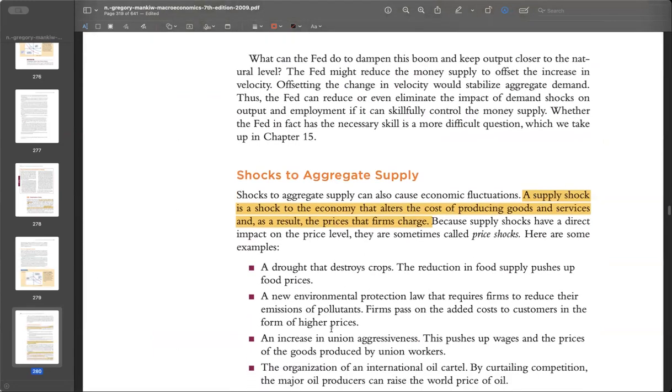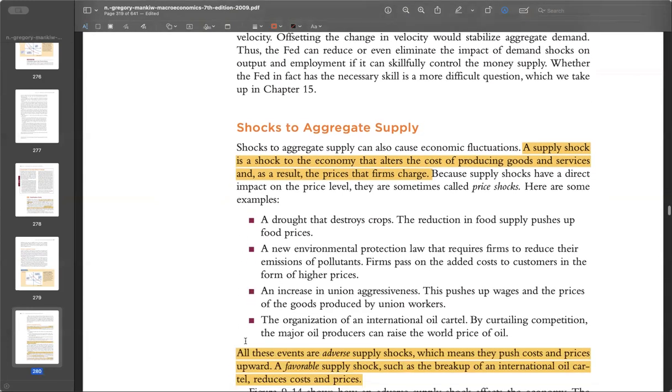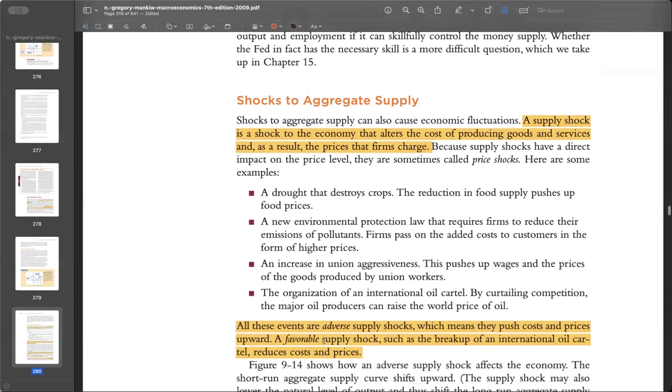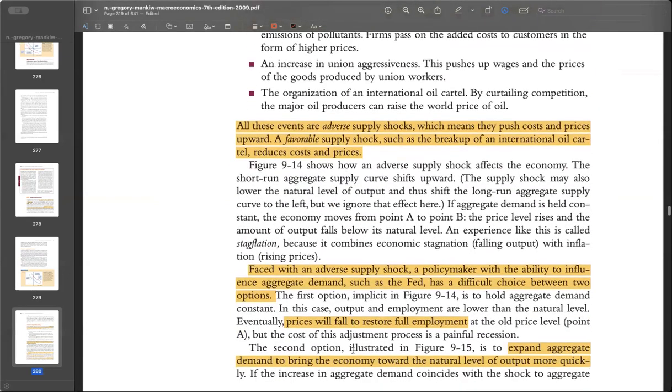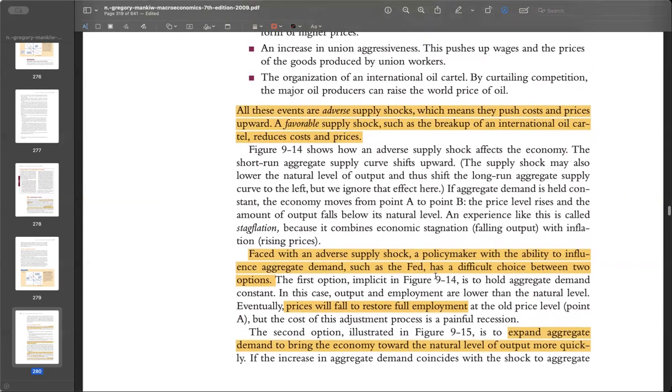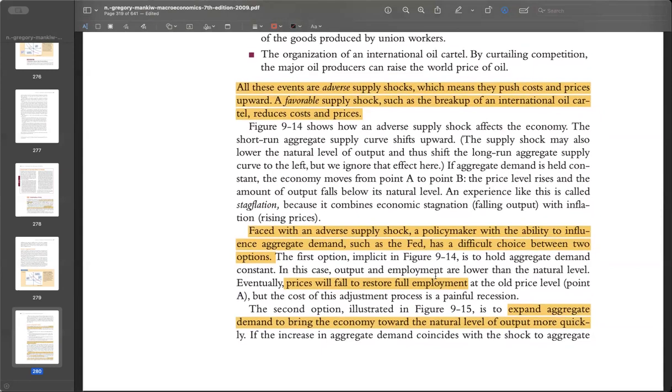So let's think about shocks to aggregate supply. A supply shock is a shock that alters the cost of producing goods and services, and as a result, the prices. These are examples of a negative supply shock. Negative or adverse supply shocks push costs and prices upward. You could also think about a favorable supply shock that will lower costs of production and lower prices. Now, faced with an adverse supply shock, the policymaker has the ability to influence aggregate demand through the stabilization policy we had discussed.